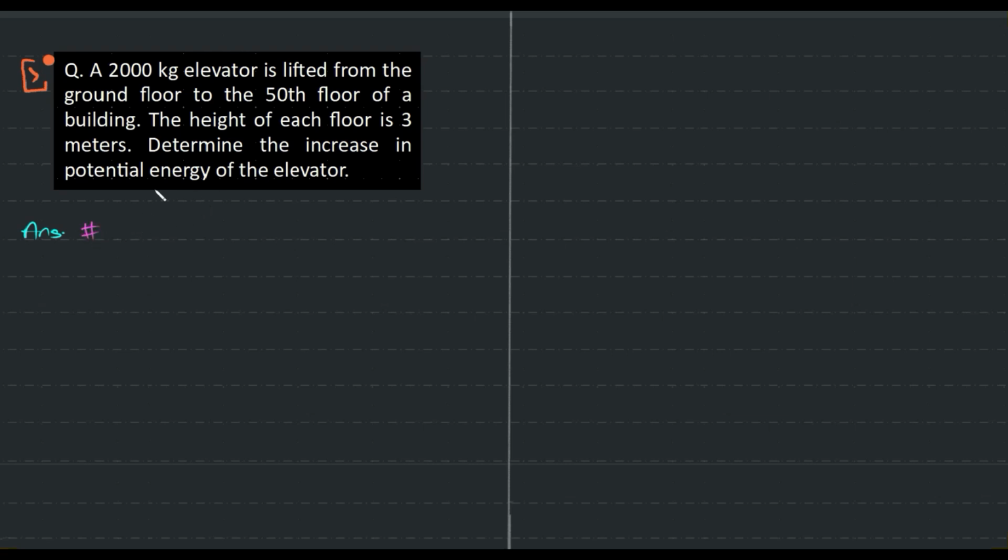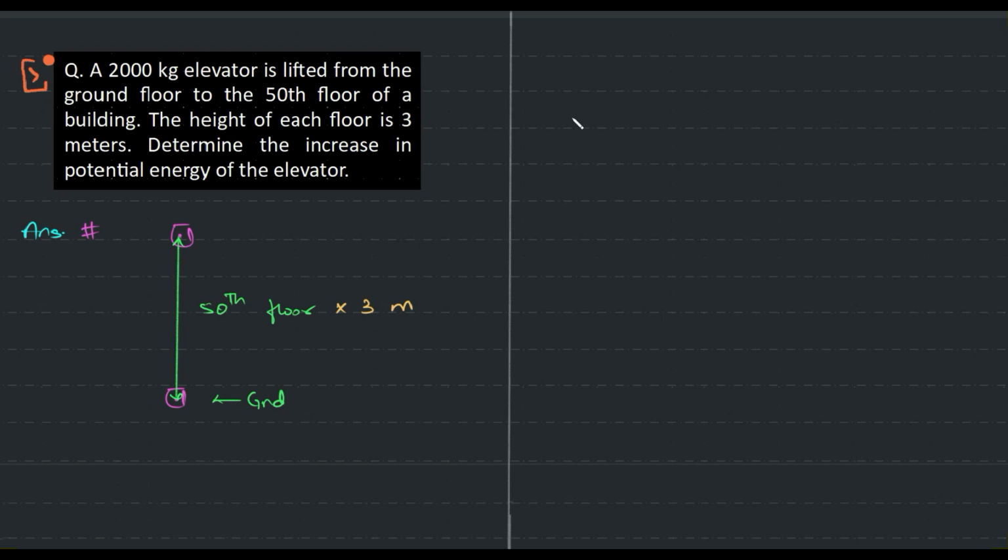So what we have here is a 2000 kg elevator that is lifted from the ground to the 5th floor. So we have the ground, and it moves to the 50th floor. Each floor's height is 3 meters. Determine the increase in potential energy.